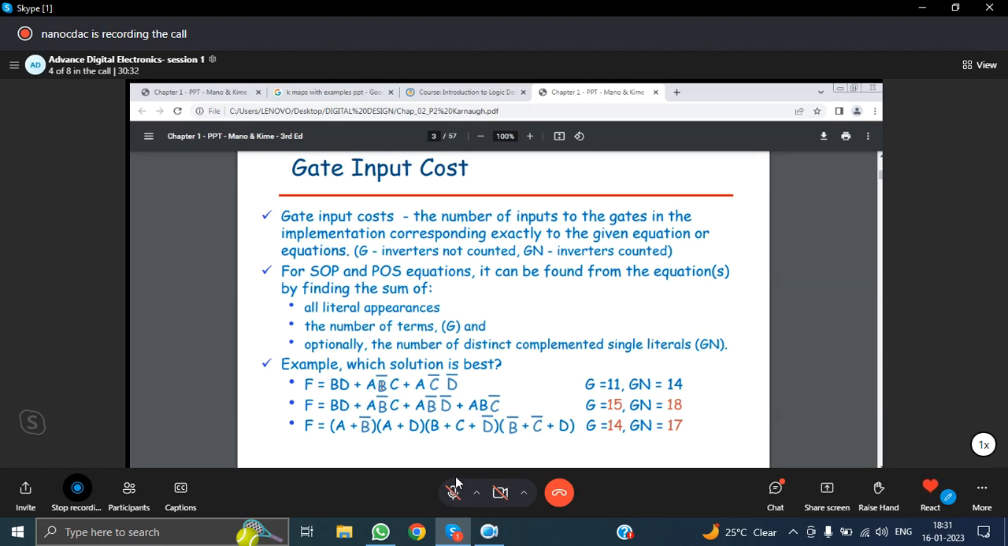See, for the function, 3 AND gates are required, right? 3 AND gates and 2 OR gates are required. And 3 NOT gates are required. So if you see the inputs, how many inputs are there? 4 inputs, madam.